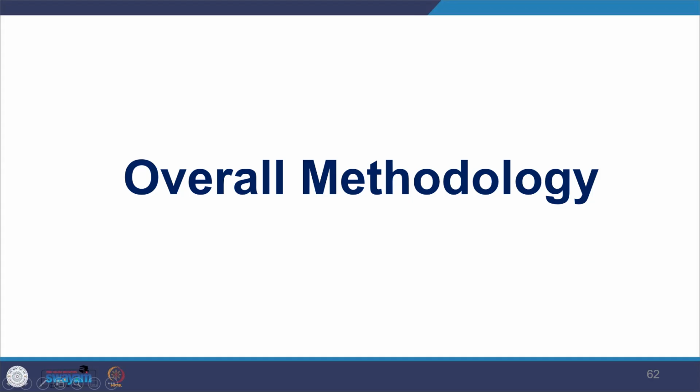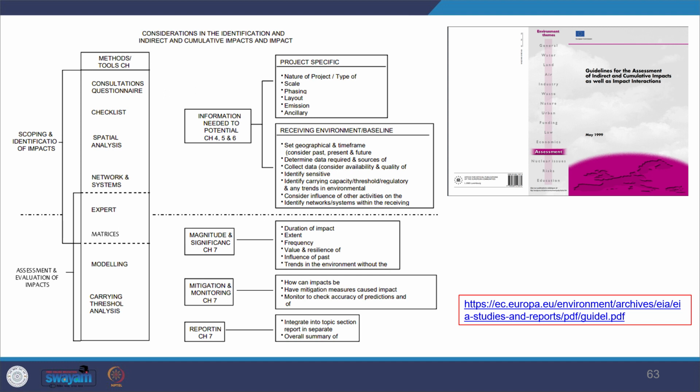So now, very briefly looking into the overall methodology. Here I have taken from the guidelines for the assessment of indirect and cumulative impact from the European Commission guideline, which I just showed you. So you can see here how the overall framework is. You have seen that majorly the first stage is scoping and identification of impact, and then you do the assessment and evaluation of impacts. So here in the scoping and identification of impacts, you have to take inputs, you have to consult different stakeholders.